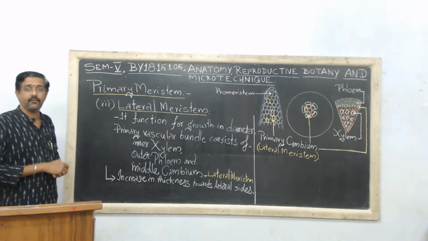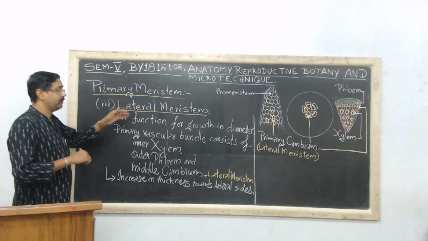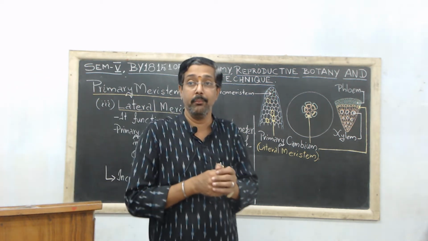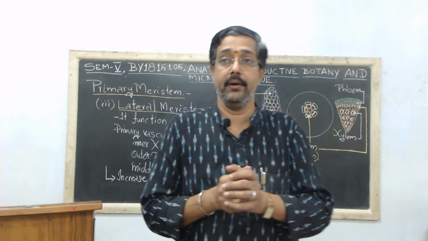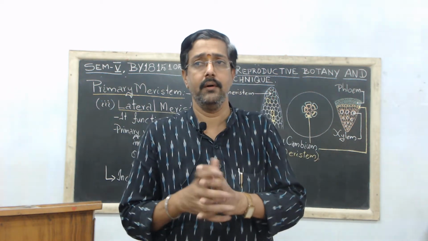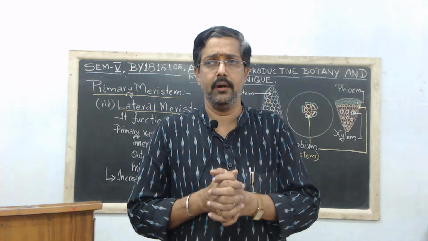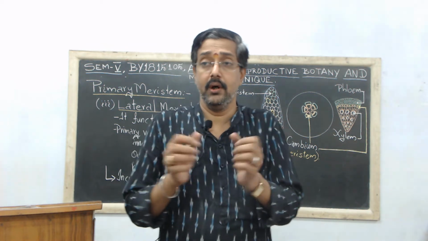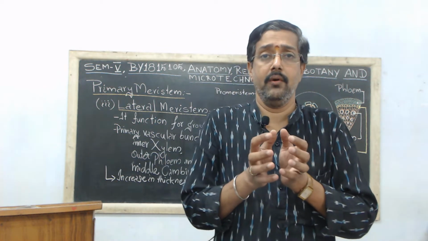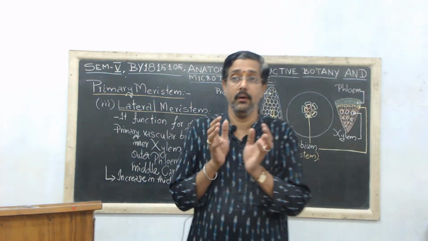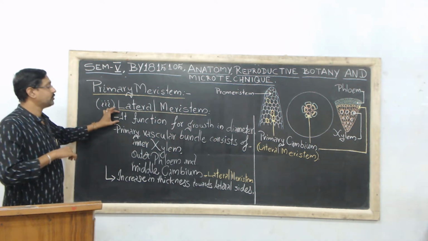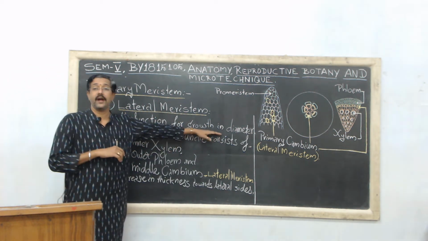And what is the function or role of this lateral meristem in growth and development, which is more important, because ultimately the lateral meristem substantiates the actual development of the vascular system in the plant body. See, here it functions for growth in diameter.